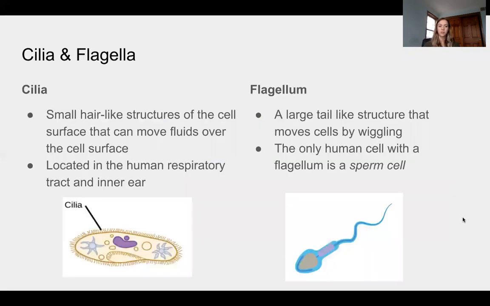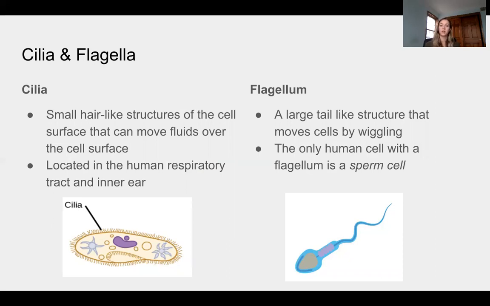So cilia and flagella, we'll just go over these quickly. Cilia are small hair-like structures that help move fluids over the cell surface. You can think of these as being in the respiratory tract and in the inner ear. We'll talk more about their structure when we do a lecture on the respiratory tract and hearing. But just know that they're like little hair-like structures, and just think of this picture when you think of cilia. Flagellum is just one large tail. So it's important to know that distinction between cilia and flagella and not get those two mixed up.